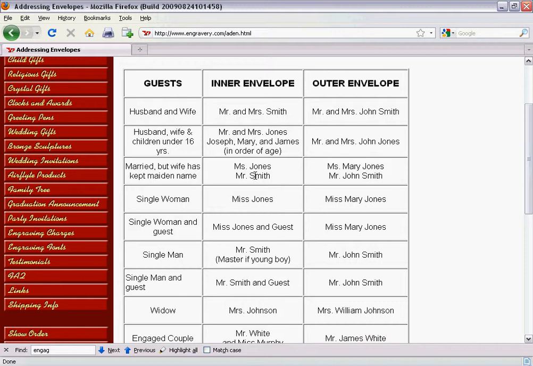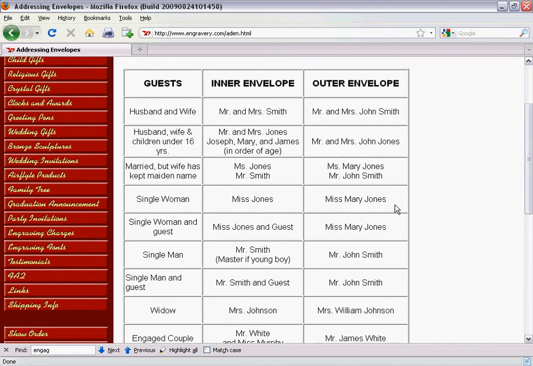If you have a couple that's married but the wife has kept a maiden name, on the inner envelope you'd put Miss Jones on top, and then below that you put Mr. Smith. Then on the outer envelope, again, you use first names, Ms. Mary Jones, and then underneath that, Mr. John Smith.